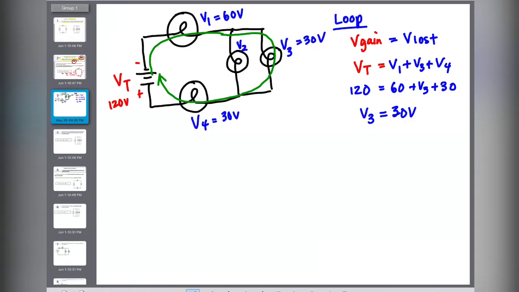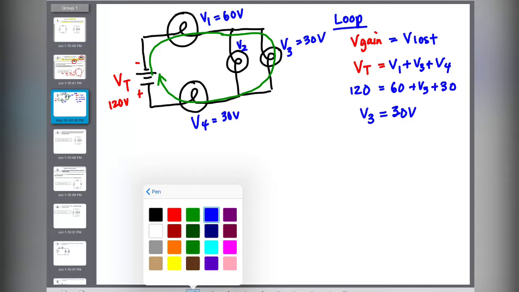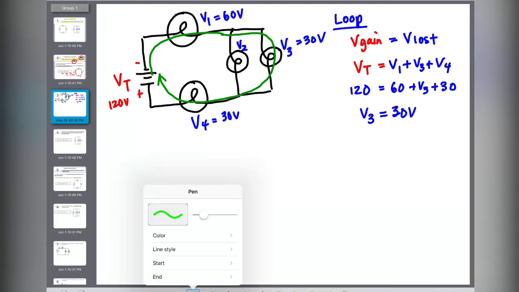Sometimes people would just go VT is V1 plus V2 plus V3 plus V4. You can't do that. You have to follow a one-way loop, and that's the rule. But what if I choose another path? We chose the outer ring. How about if we choose another path to go inside?